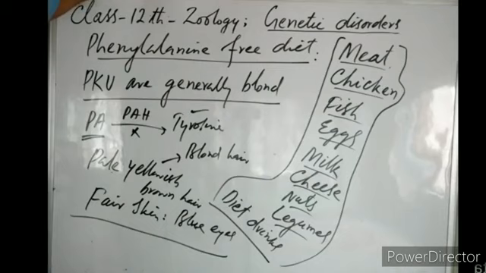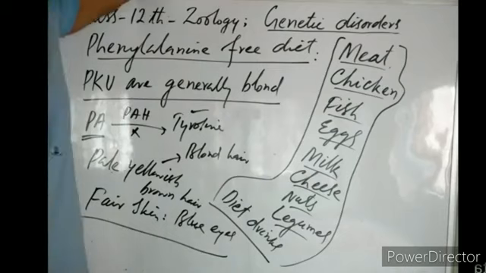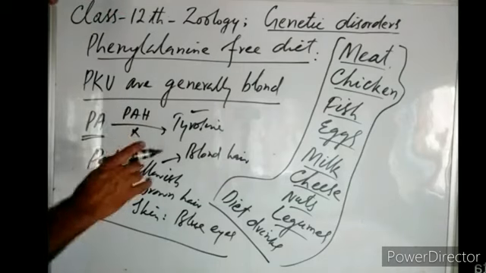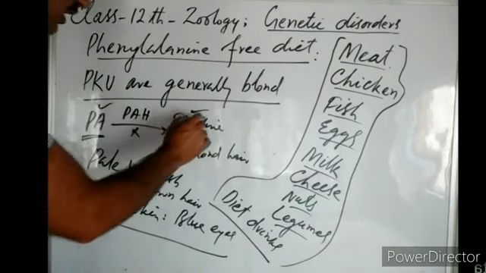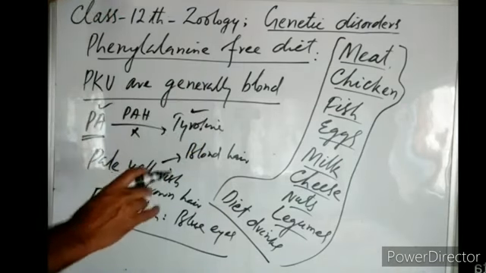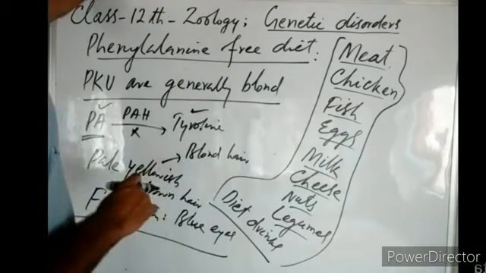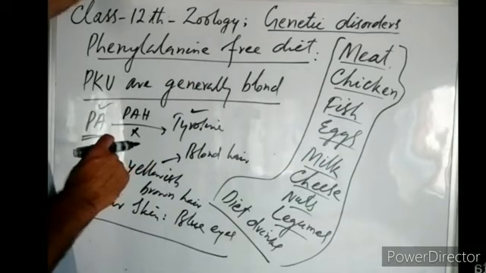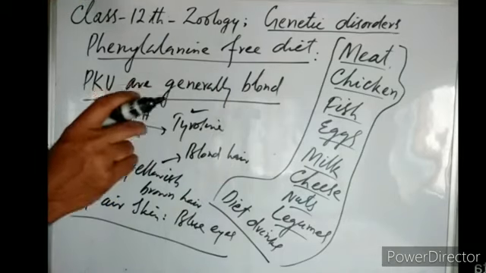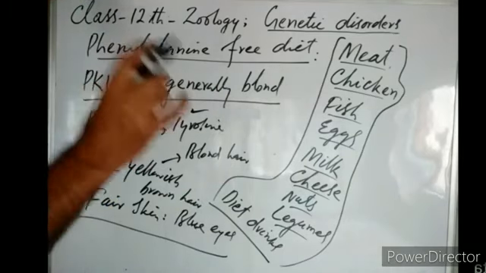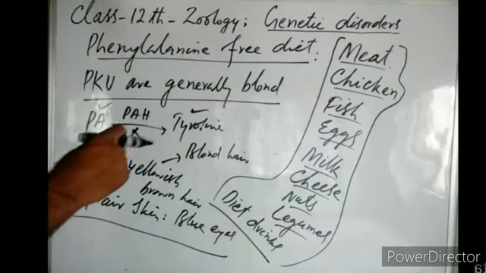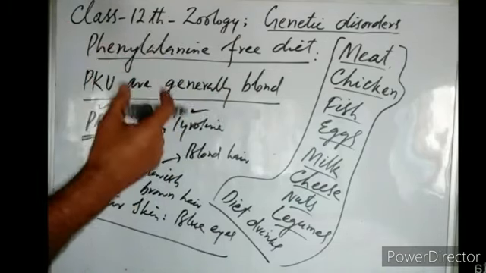So this question may be asked in the examination. Explain why a person suffering from phenylketonuria is blonde. So it is because phenylalanine amino acid is converted into tyrosine. Then as the tyrosine is metabolized, finally a product, melanin, is formed from this tyrosine. Melanin gives coloration to our skin, right?